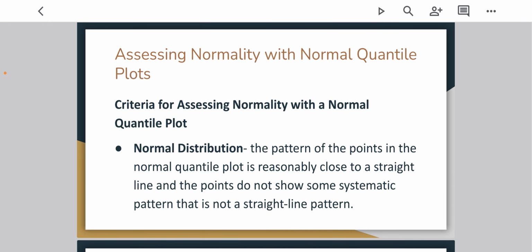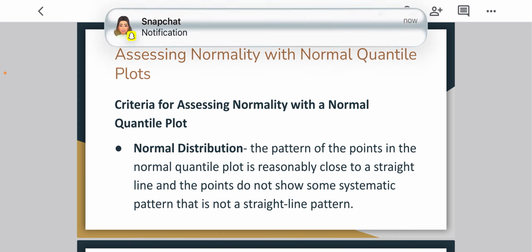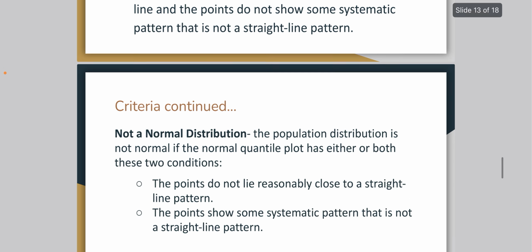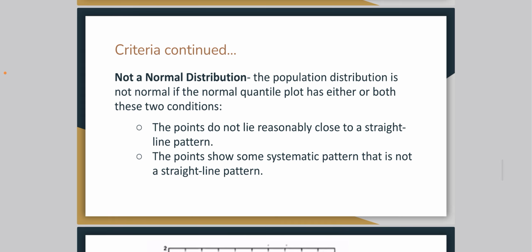So, assessing normality with normal quantile plots. Normal distribution: the pattern of the points in the normal quantile plot is reasonably close to a straight line, and the points do not show a systematic pattern that is not a straight line pattern. Otherwise, it's not a normal distribution. The population distribution is not normal if the normal quantile plot has either or both of these two conditions. The points do not lie reasonably close to a straight line. The points show a systematic pattern that is not a straight line.